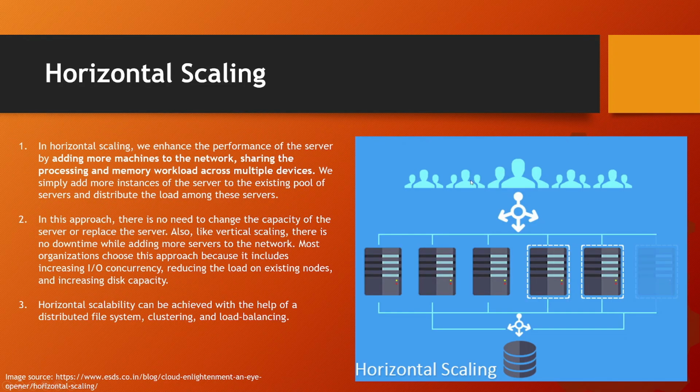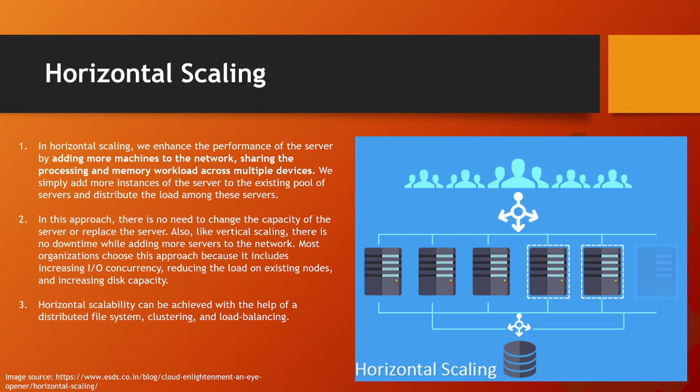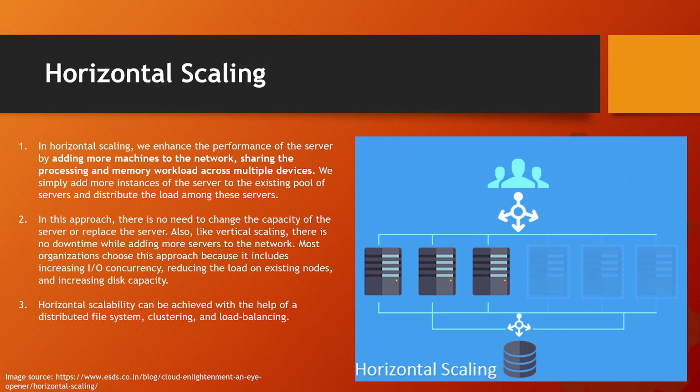Next up, we have horizontal scaling. In horizontal scaling, we enhance the power of the server by adding more machines to the network. The machines share the processing power and memory workload across the multiple devices. So we simply add more instances of server to the existing pool of servers and distribute the load among all the servers. In this approach, there is no need to change the capacity of the existing server. So we have one server that is running, keep it as it is. When we want to increase the capacity, add more loads to it.